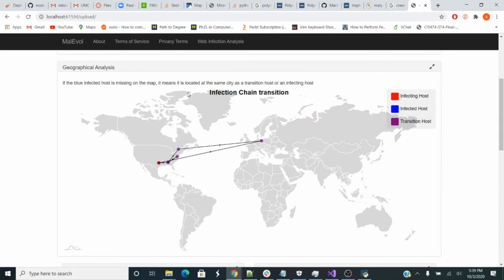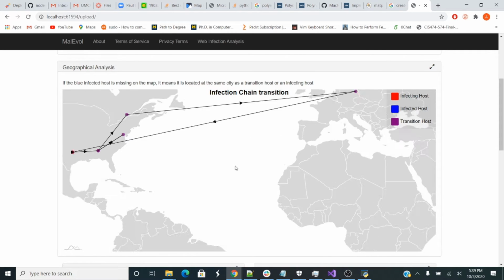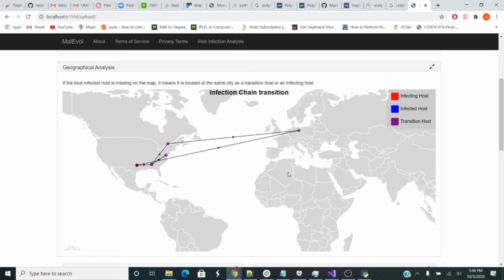Our website also provides a geographical analysis of the infection chain presented in this uploaded pickup file. So the infection chain starts from an infected host and it goes through different transition hosts until it reaches the infecting host that is behind the attack against the victim host. So in this case, the infected host, which should be a blue circle, is located at the same city of the infecting host. That's why it's not shown here, because the red circle is on top of it.